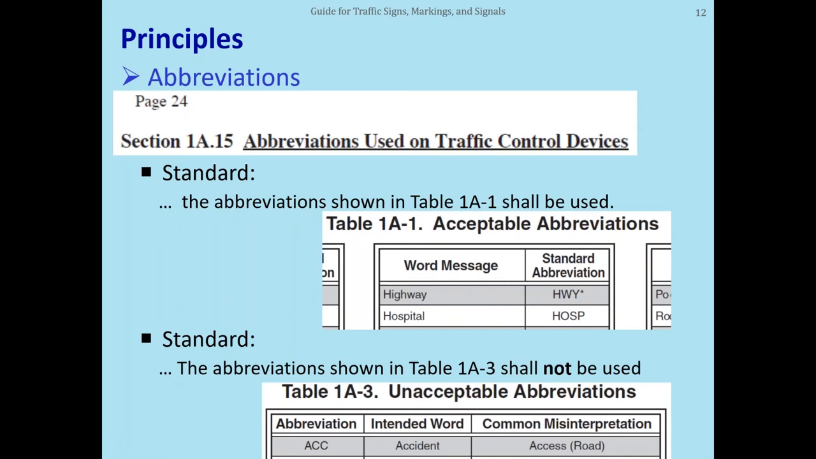The manual contains definitions, the good ones and the bad ones. Definitions that over time have proven to be effective. Well, what constitutes effective? Motorists can understand them. If they have been shown to be understandable, they are going to be in the list of acceptable abbreviations. If experience has shown that certain definitions lead to confusion or misinterpretation, then they are in the unacceptable abbreviations. So if you need to abbreviate something on a sign, first check with part one of the manual to see what abbreviations are approved, what abbreviations are unacceptable.